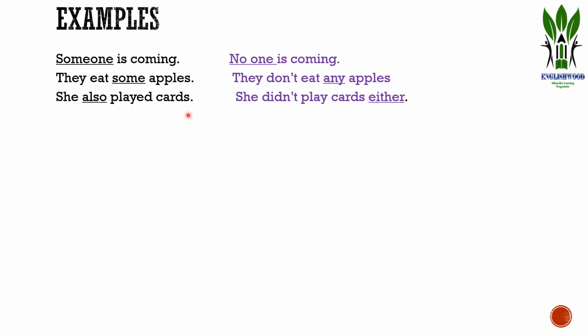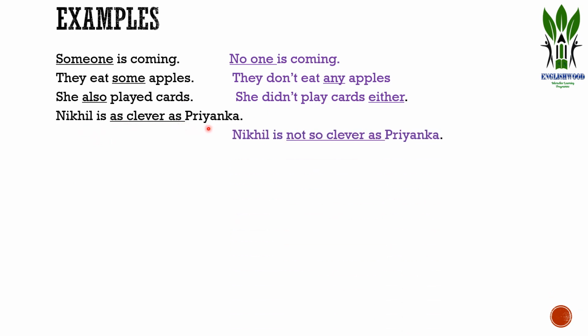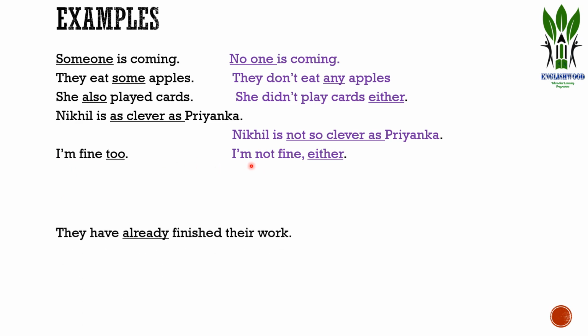She also plays cards. She didn't play cards either. Now for also, either. So she also played cards means she didn't play cards either. Nikhil is as clever as Priyanka. Nikhil is not so clever as Priyanka. So as dotted as means not so. As clever as, then not so dot dot as. I'm fine too. I'm not fine either.